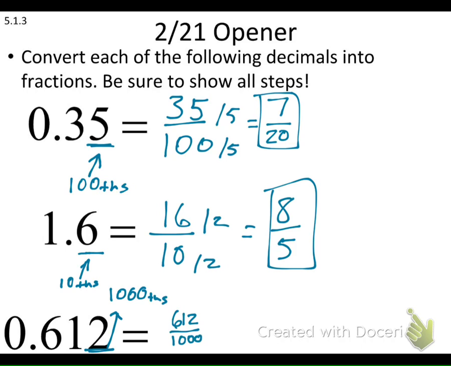And then that can be reduced, right? By 2. 612 divided by 2 is 306. 1,000 divided by 2 is 500. Someone want to punch that into their calculator so I don't have to do this a bunch of times?